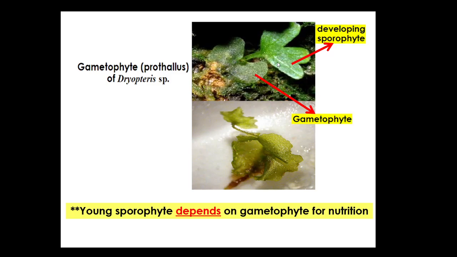So when it is this small and when it is this young, it will depend on the gametophyte for nutrition. Tengok ni, dia belum ada akar sendiri, belum cukup dia punya photosynthesis. Ini adalah dia punya sporophyte. Ini dia punya gametophyte.